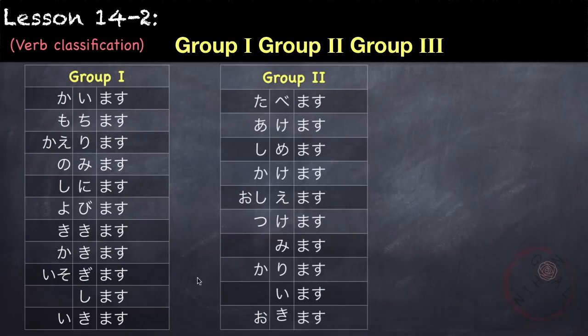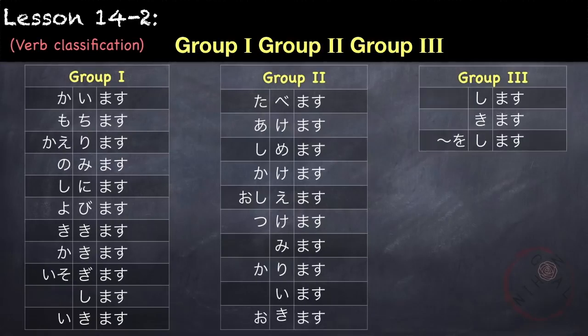For the second group, if you look at the syllable that comes before masu, they are from the i or e line, and sometimes from the i line as well. For example, tabemasu, akemasu, shimemasu, kakemasu, oshiemasu, tsukemasu, mimasu, karimasu, imasu, and okimasu. And lastly, for the third group, or the irregular verbs, we only have 2 verbs, shimasu and kimasu.